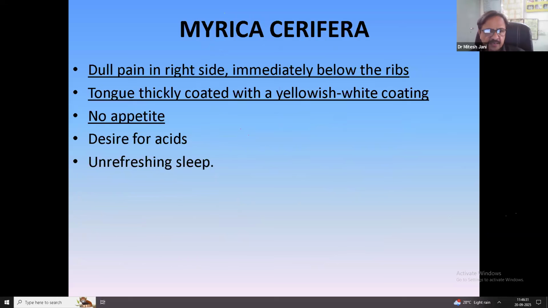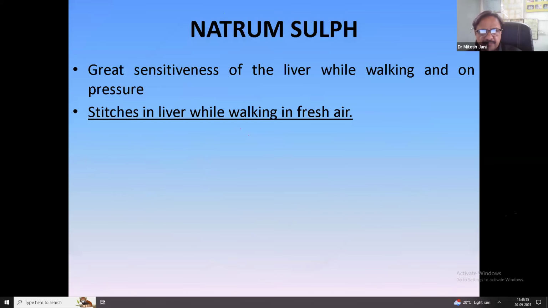Myrica: dull pain in the right side immediately below the ribs, tongue thick coated with a yellow-white coating. There are different features found in different homeopathic medicines in liver disorder. Here there is also no appetite, desire for acid, and unrefreshing sleep. Natrum sulph: stitches in the liver while walking in fresh air, and less sensitiveness of the liver to pressure.